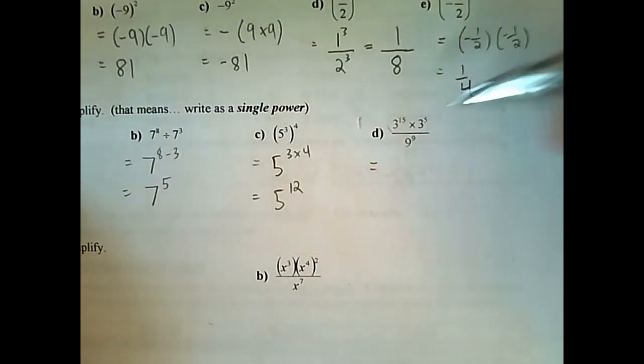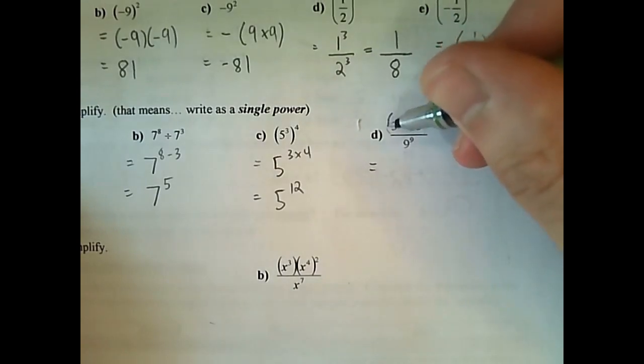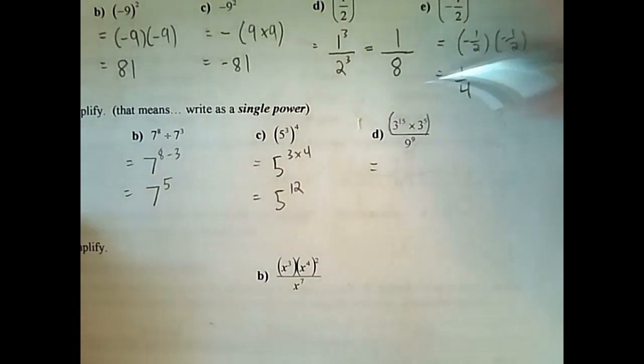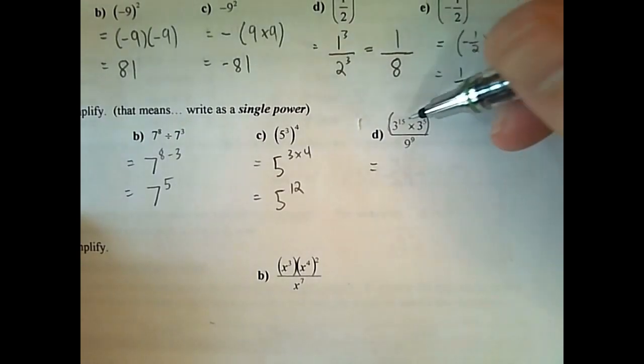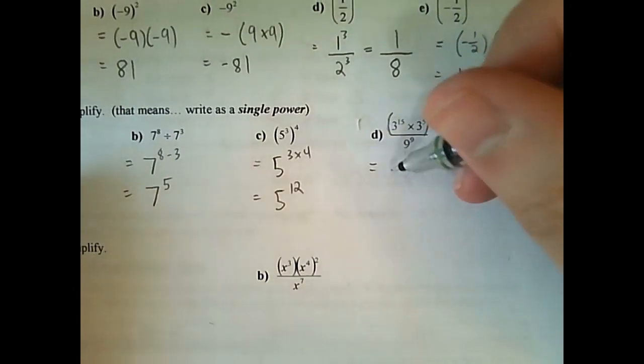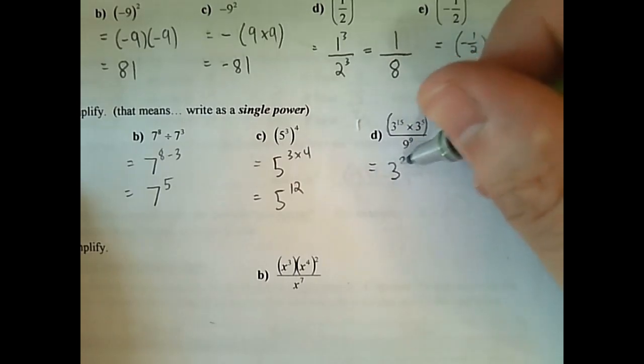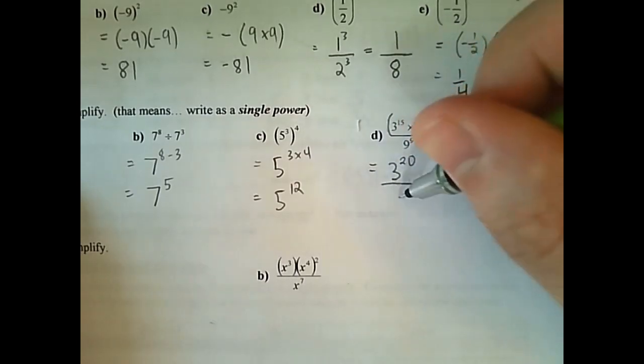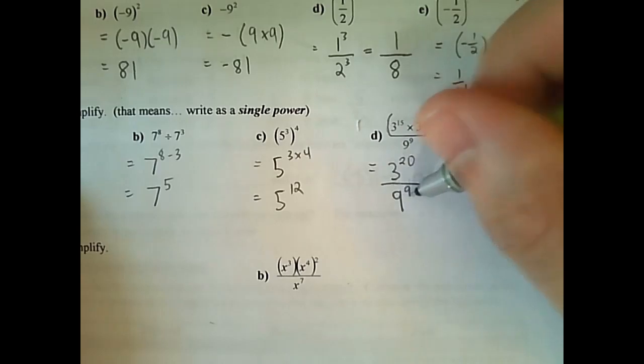I'm going to treat this like we do BEDMAS, we put brackets around the top and the bottom of a fraction and solve that first. So I'm going to be adding these exponents. So 15 plus 5 gives me 3 to the power of 20 over 9 to the power of 9.